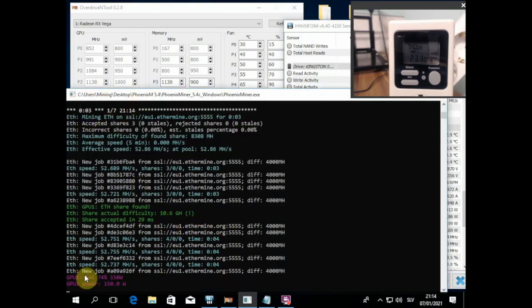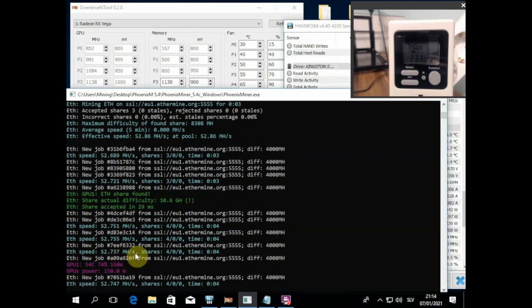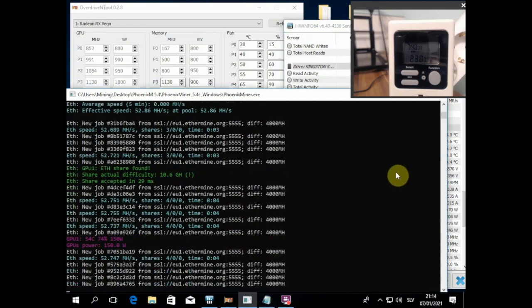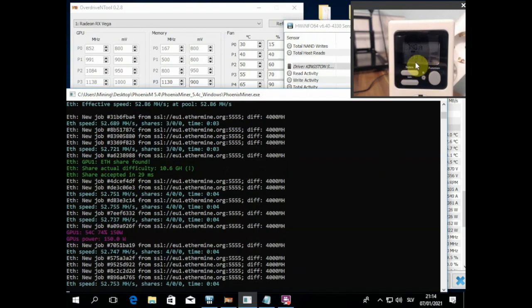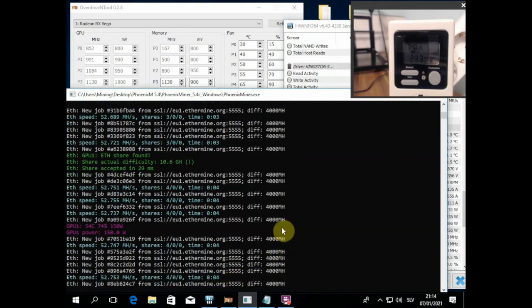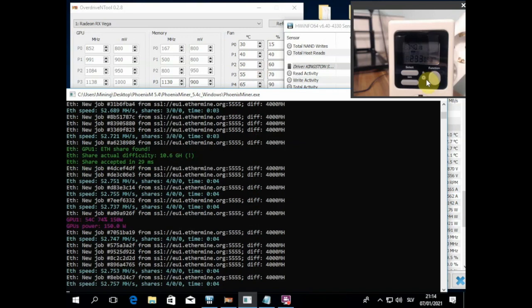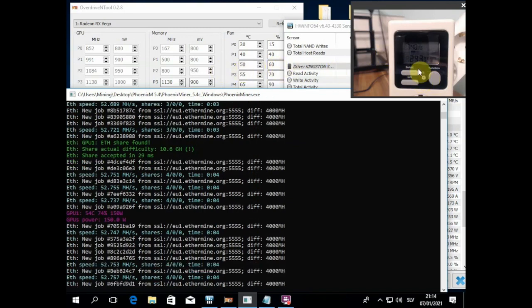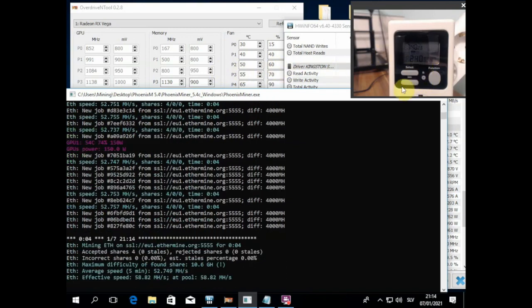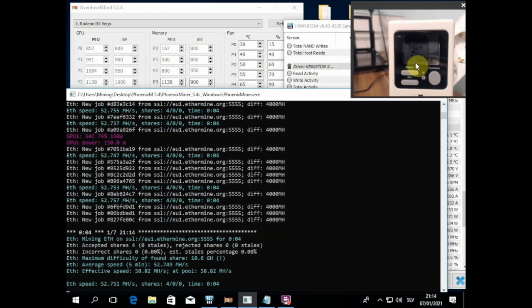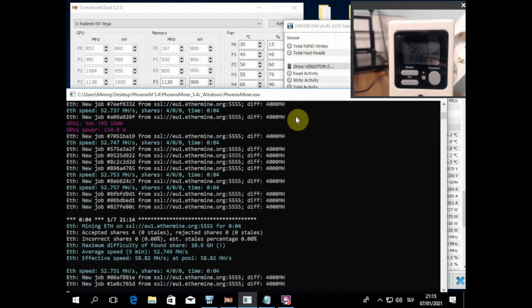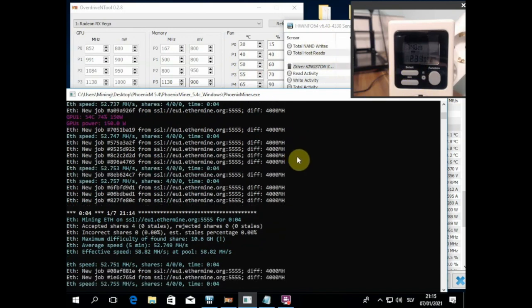With these settings I get 52.7 mega hash at power consumption of around 230, minus 20 for the system and a few watts for screen recording and stuff, so we can say 205 watts for the GPU alone.